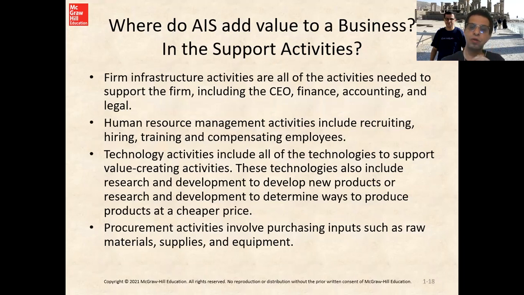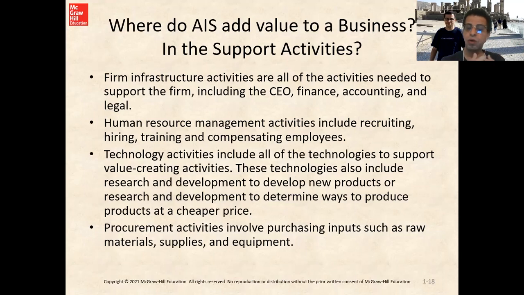Then you have the support activities. Firm infrastructure activities are all of the activities needed to support the firm, including the CEO, finance, accounting, management, and legal. Human resource management activities include recruiting, hiring, training, compensation, and competency management of the employees.